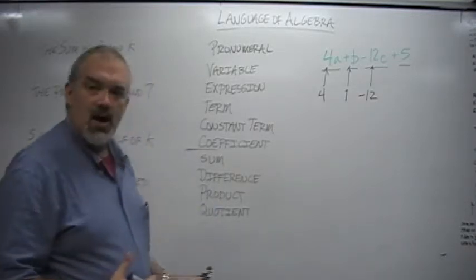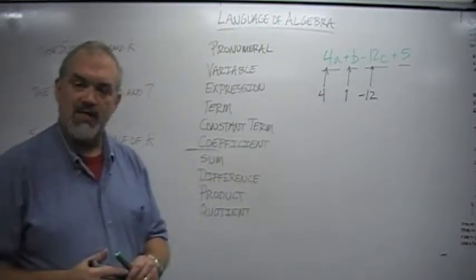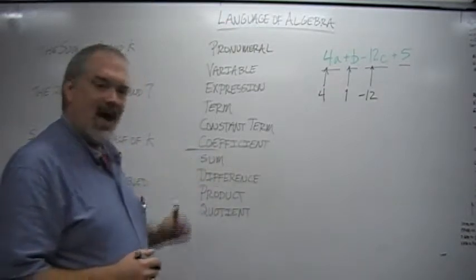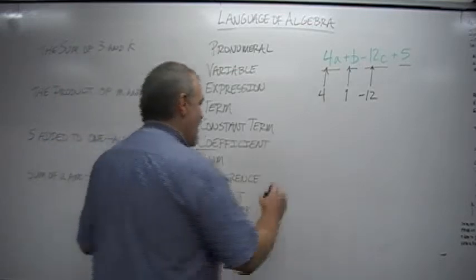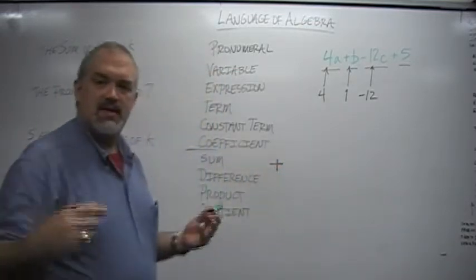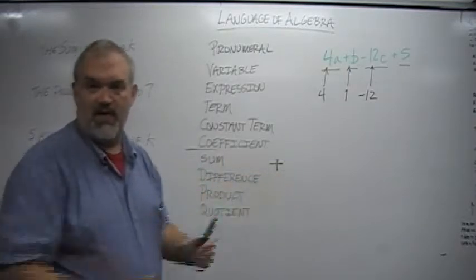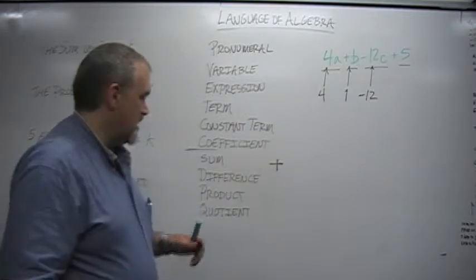These 4 terms are about operations that we do. Some of them you've probably heard before, some you probably have not. When we talk about a sum, that means that we're adding. So for example, if I said, what is the sum of 2 and 3? The sum of 2 and 3 would be 5. We've added those 2 numbers together.